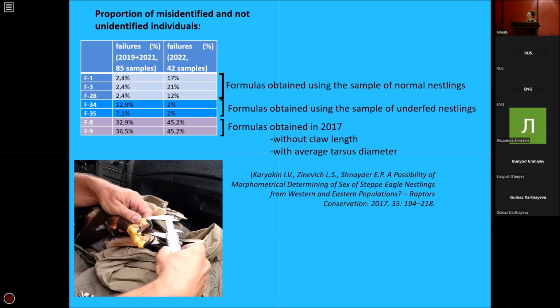And these 2 bottom formulas were obtained earlier in another study using fewer measurements. The claw length wasn't used at all, and it used an average tarsus diameter instead of longitudinal and transverse diameters. And the results were not very good back then, so we decided to use more parameters, and we can see now that the separation here is much better than it was there.